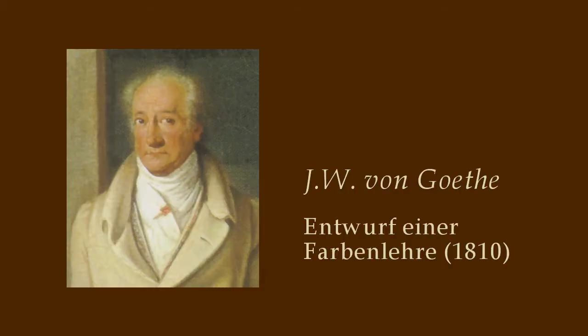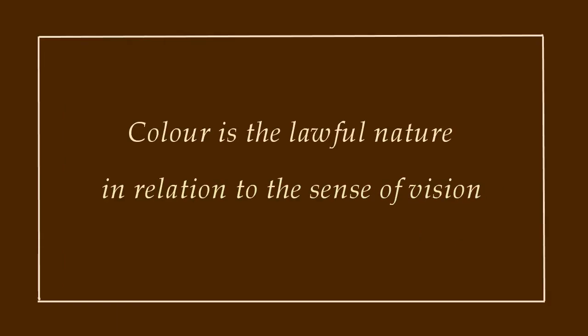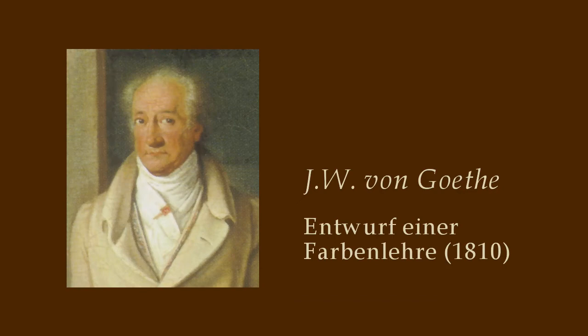In the introduction to his Entwurf einer Farbenlehre, Goethe suggests a tentative definition of color. Color is the lawful nature in relation to the sense of vision. Of course, he admitted the impossibility of finding a simple unifying symbol for all this. The best should be to let the phenomena speak for themselves, he says. Nevertheless, he tells us a story about the creation and dynamics of color.